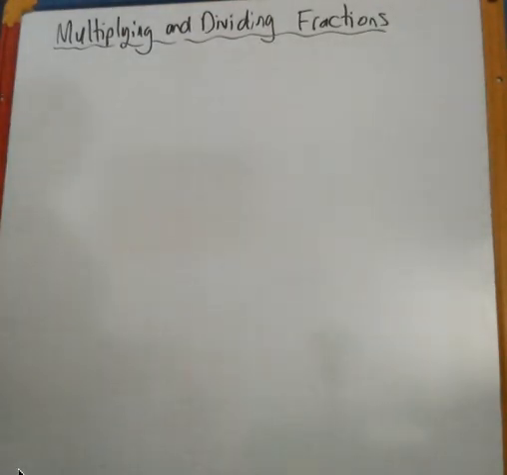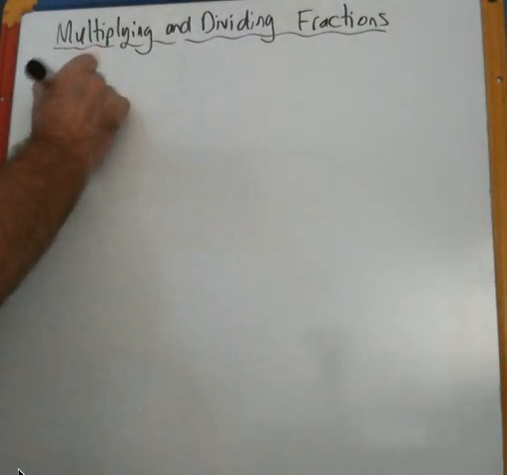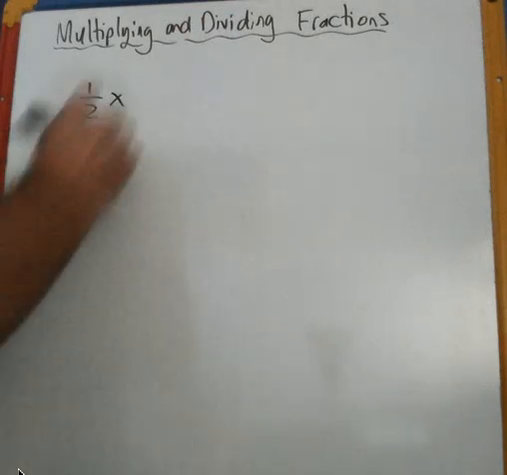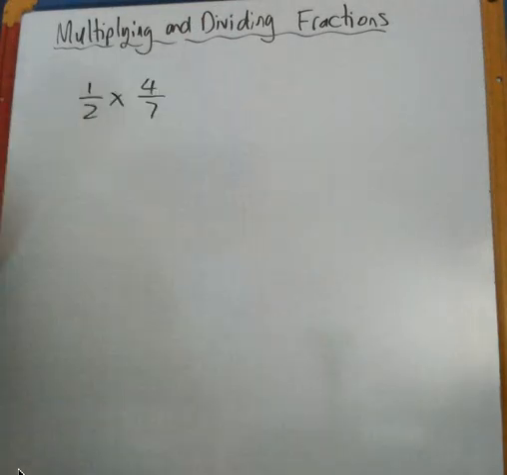In this video we are going to be looking at multiplying and dividing fractions. So for example, if we wanted to do 1/2 times 4/7, first of all, the thing that makes this different from adding and subtracting fractions is that we do not need to get the denominators to be the same. We can make our life a bit easier by cancelling if we can.